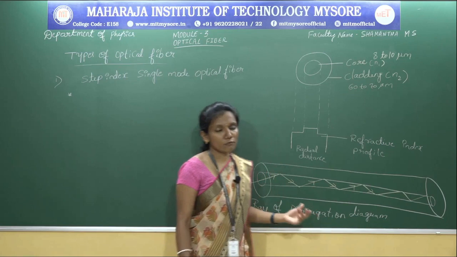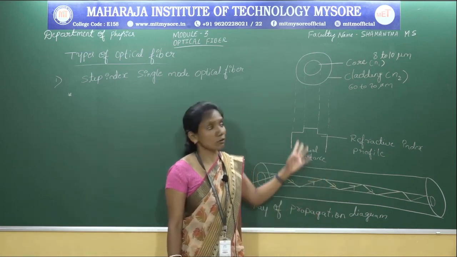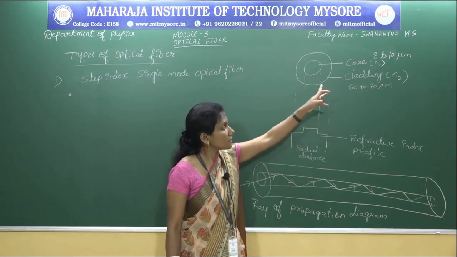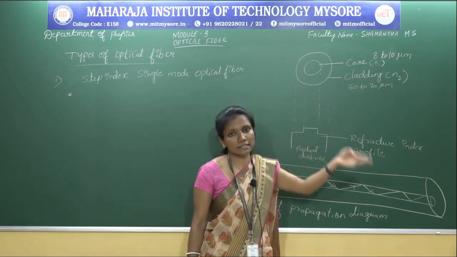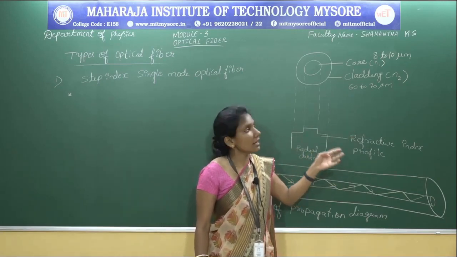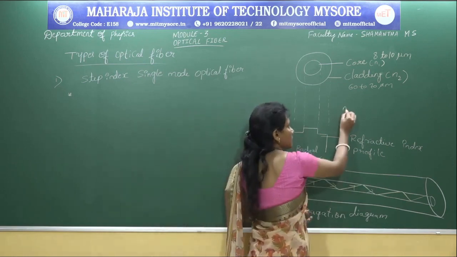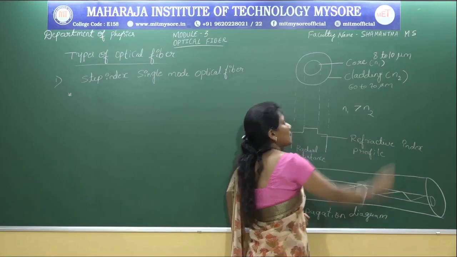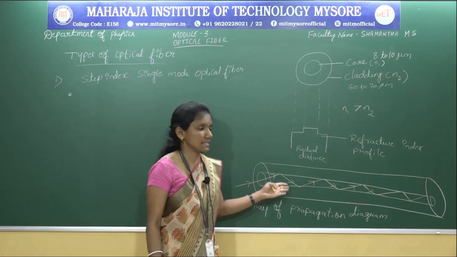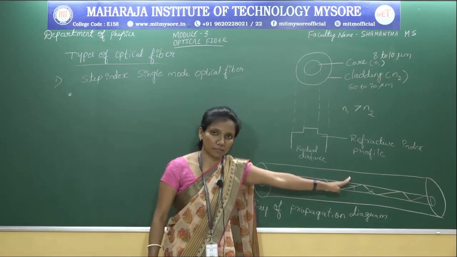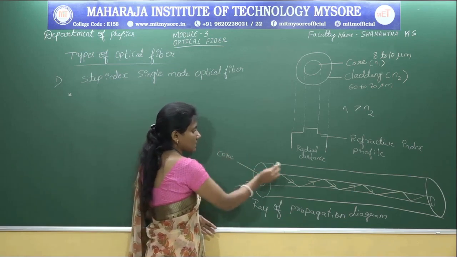The ray propagation depends upon the diameter of the core and cladding also. The refractive index of the core, here n1, must always be greater than the refractive index of the cladding, n2. Then only the complete total internal reflection will take place inside the optical fiber. So it is made up of a core inside and cladding outside.